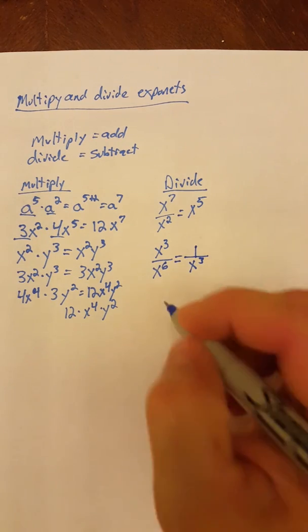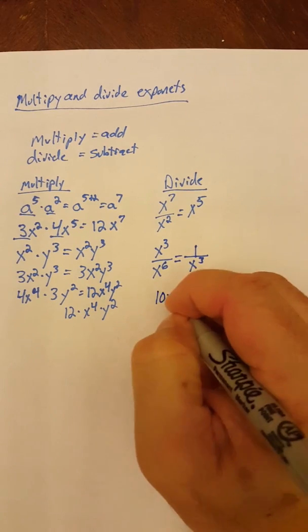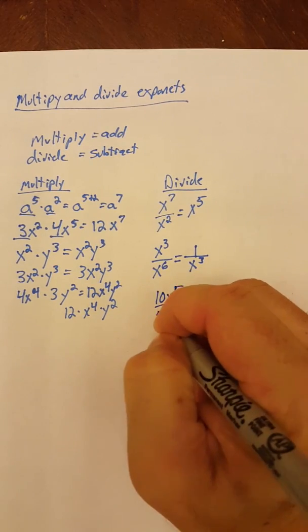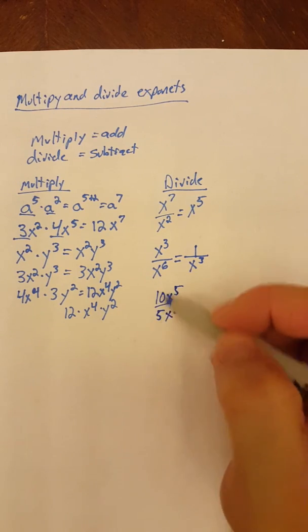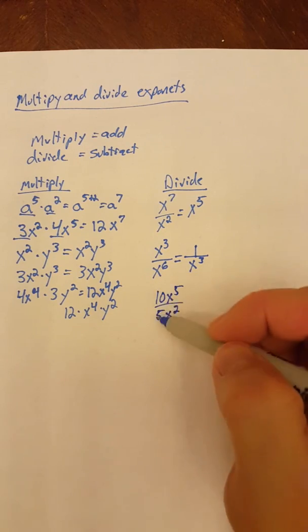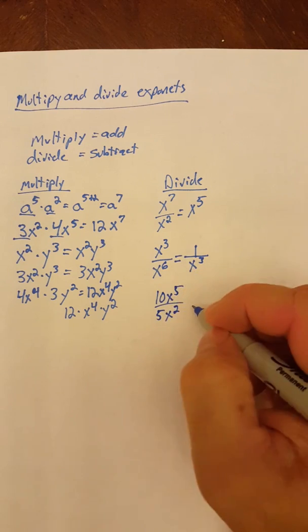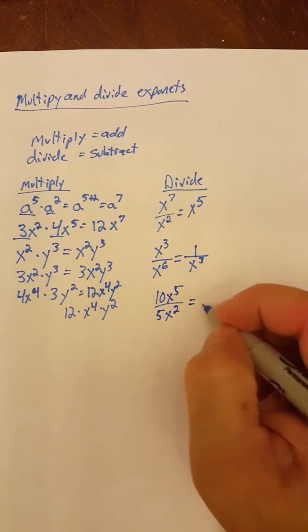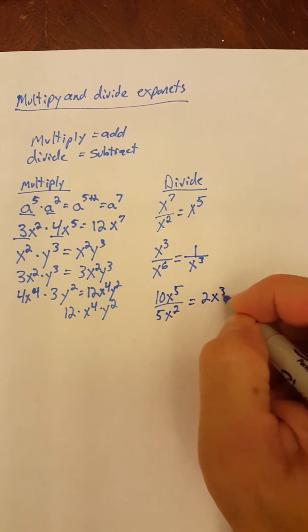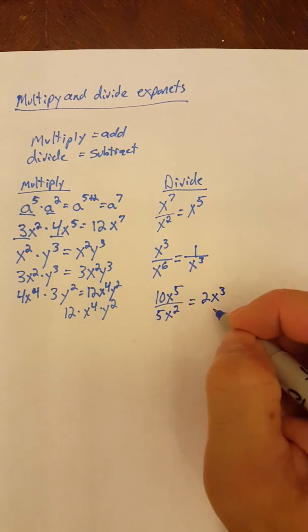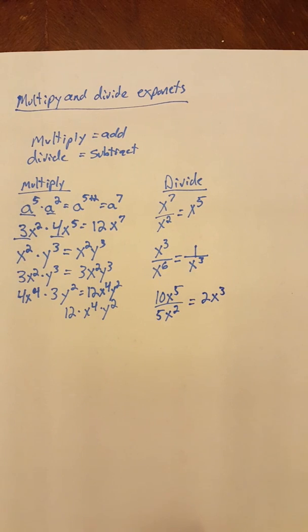Same rules apply with coefficients. If you have coefficients in front of them, these have to get divided, not subtracted. These are not exponents. So what we're left with is 10 over 5, which gives us 2, 5 minus 2, which is x to the third. And all of that is on the top of a fraction, so we don't actually need the fraction.